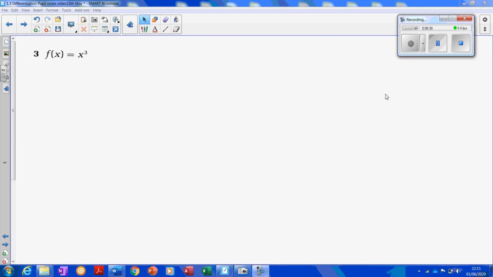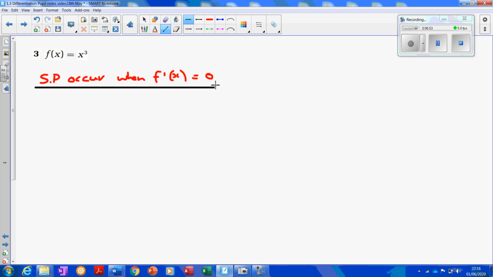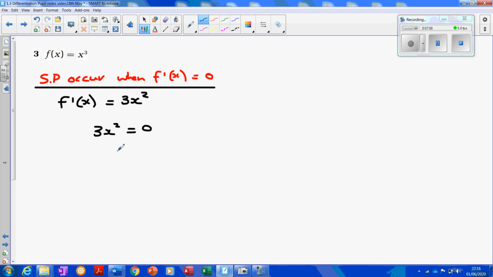Okay, question 3. f(x) is equal to x to the power of 3. So stationary points occur when f dash x is equal to 0. State it, underline it. Right, so now work out f dash x. So f dash x is equal to, multiply by the power, take 1 away from the power, is 3x squared. Stationary points occur when that's equal to 0, so 3x squared equals 0. Divide by 3, so x squared is 0, divide by 3, which is still 0. Square root of 0 is 0.